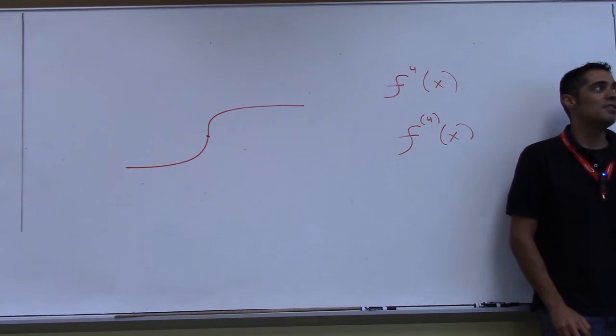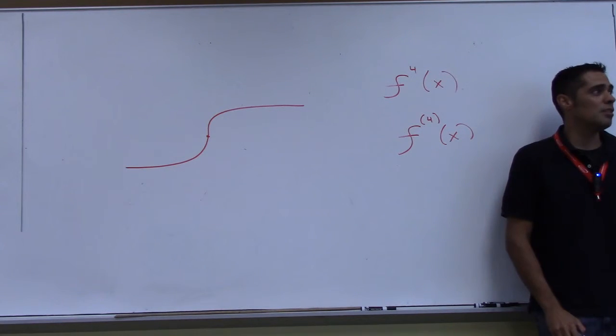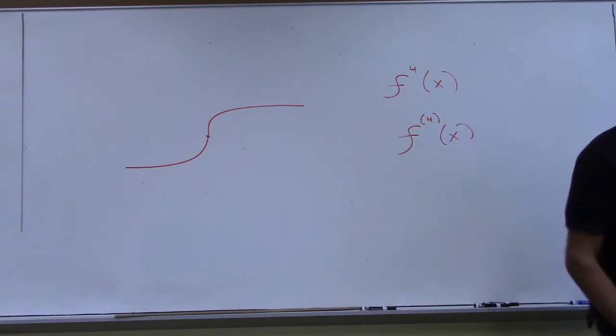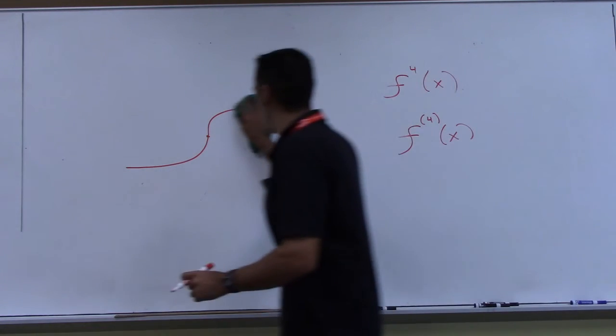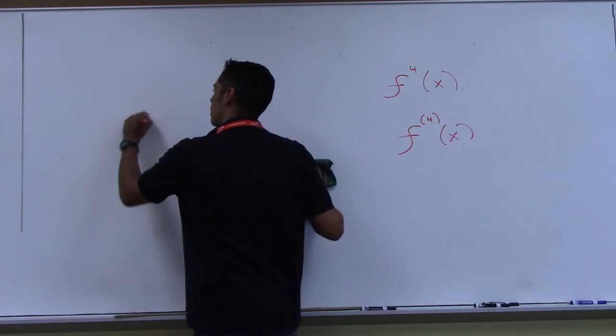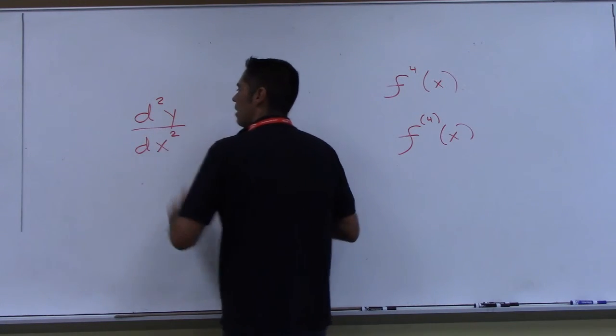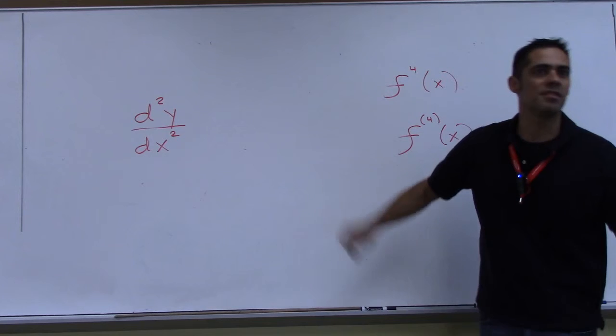Now, if you want to use the other notation, Leibniz notation, it gets kind of complicated. The first derivative is dy dx. The second derivative looks like d squared y over dx squared. That's what you write if you want the second derivative.